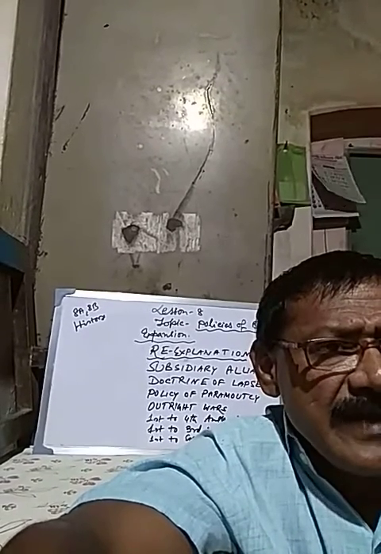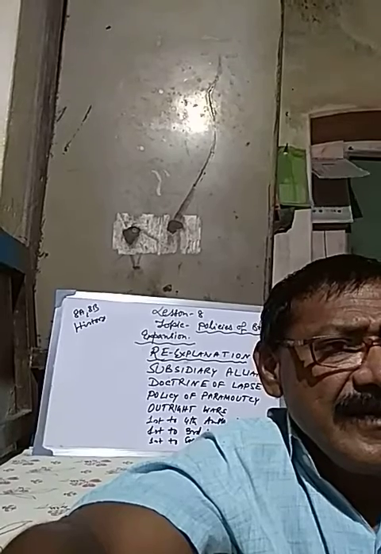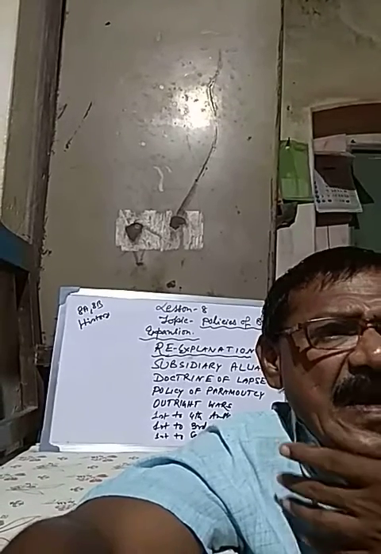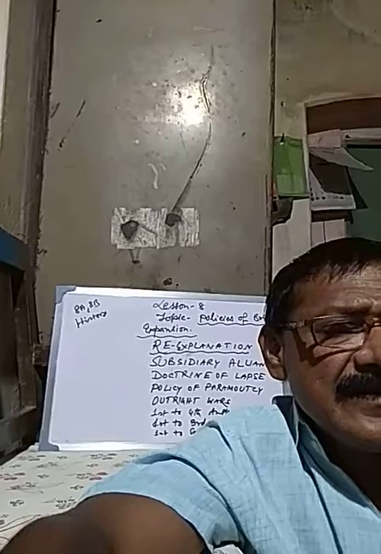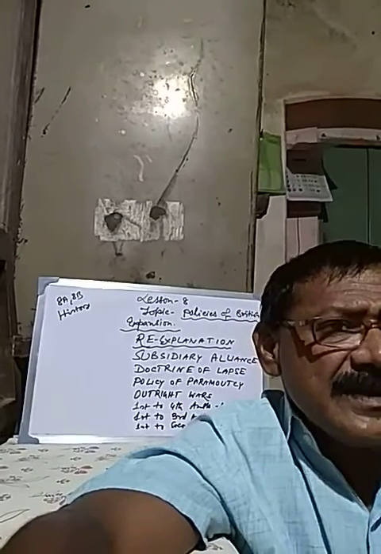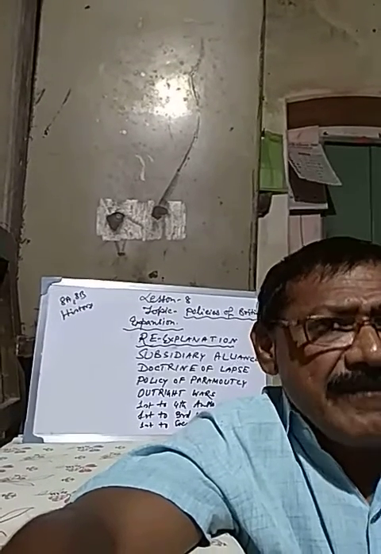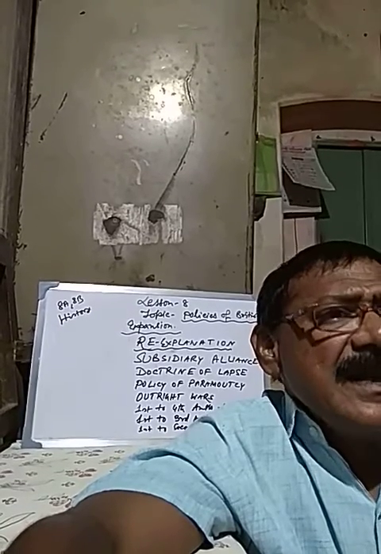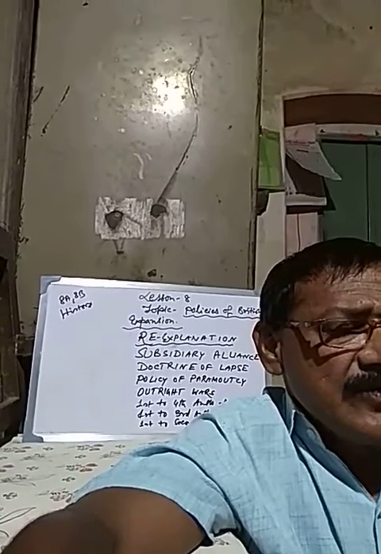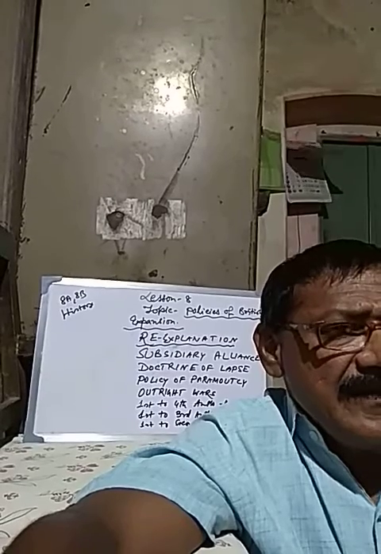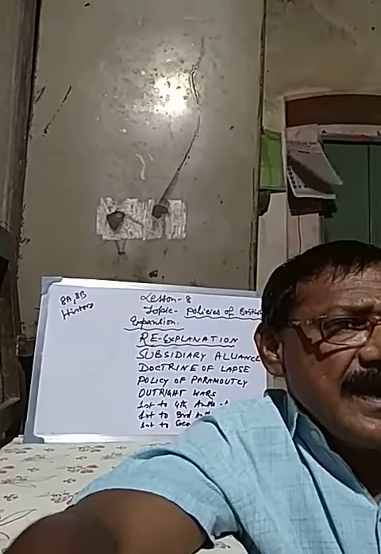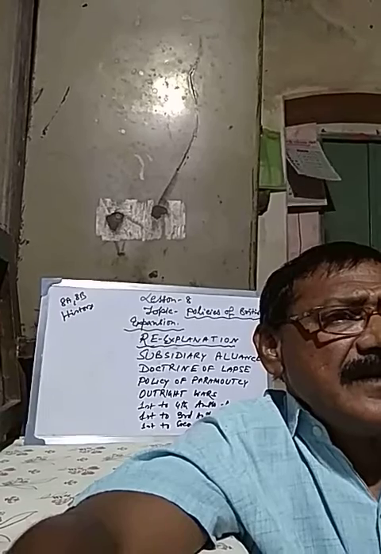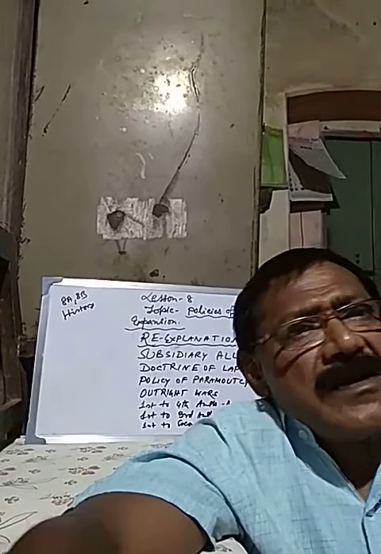Tipu Sultan ultimately, while protecting his capital, Seringapatam, was defeated and killed. So, in this way, during the fourth Anglo-Mysore War, the entire parts of Mysore came under British control.